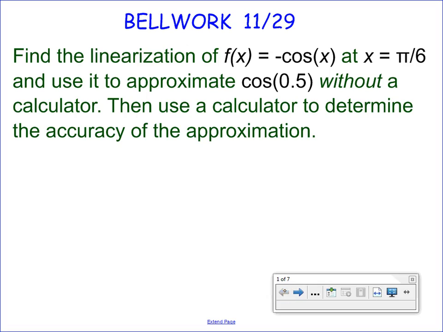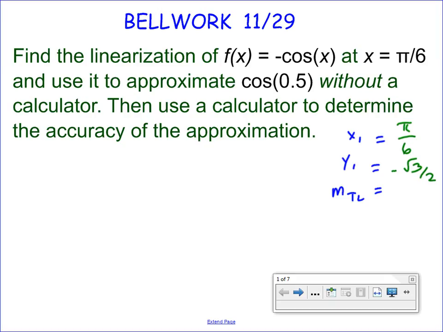So first thing we need is our x coordinate point of tangency, a y coordinate point of tangency, and our slope of the tangent line, just like before. In order to make a linearization, we have to know where we're going to be making it. So it looks like we're going to make it at x equals pi over 6. The y coordinate point of tangency, I'll get by evaluating my original function at x equals pi over 6. So the opposite of cosine of pi over 6 is going to be opposite of root 3 over 2, so negative root 3 over 2.